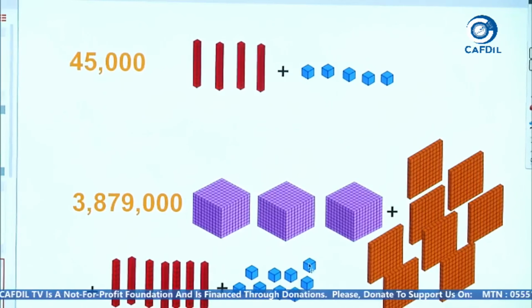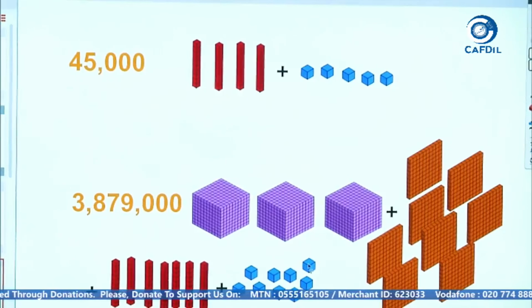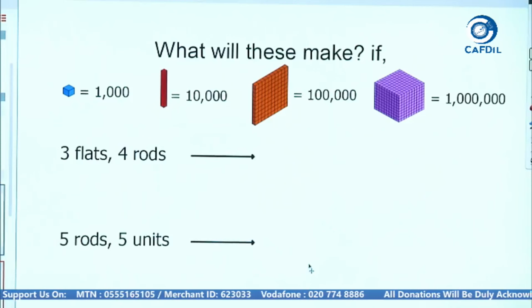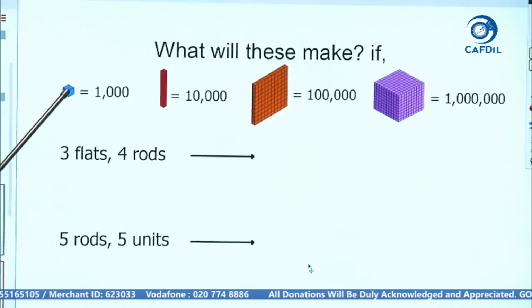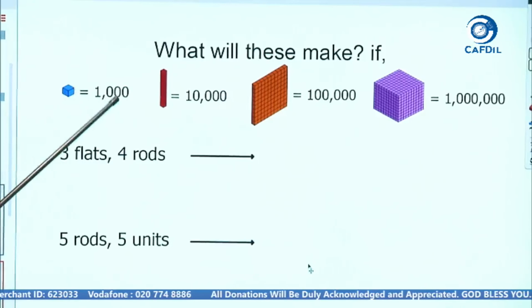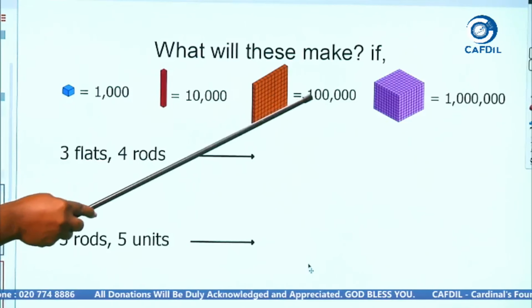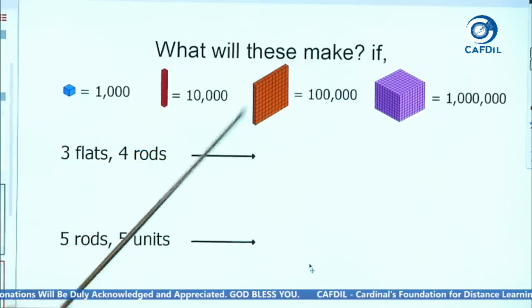You have done well. Now let's move to the second part of this lesson. What will these make? If we know the names, the units is 1,000, the rod is 10,000, the flat is 100,000, and then the block is 1 million.